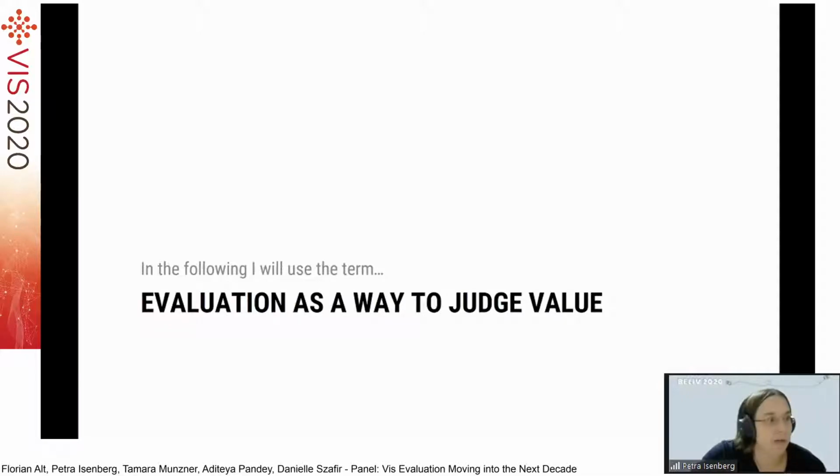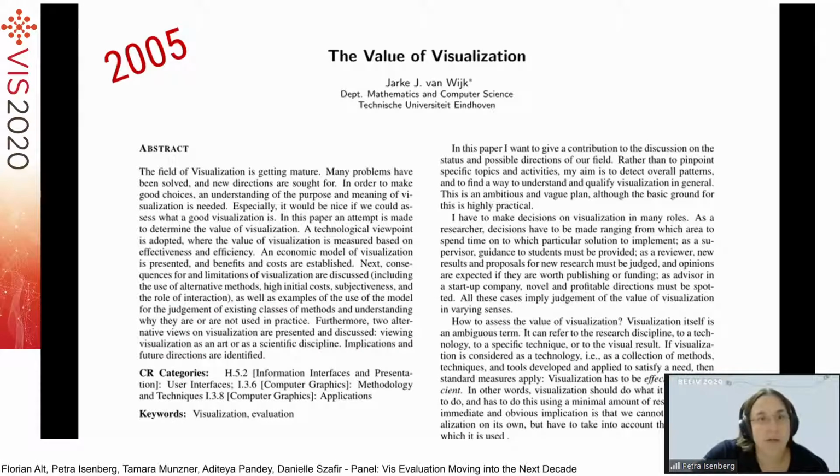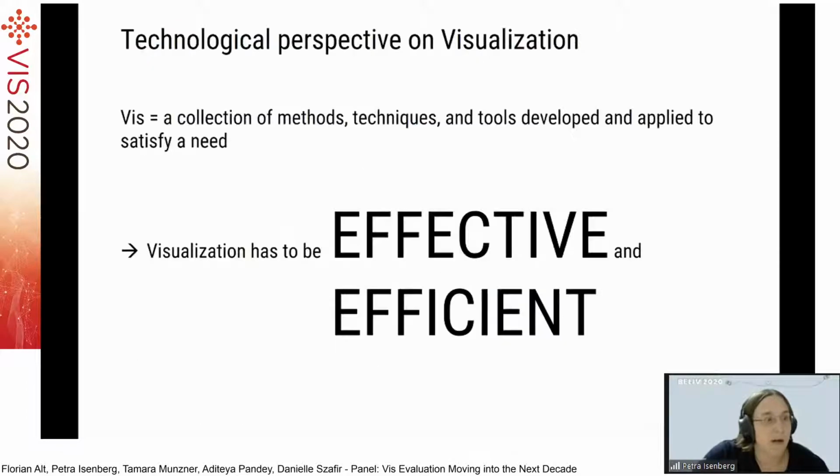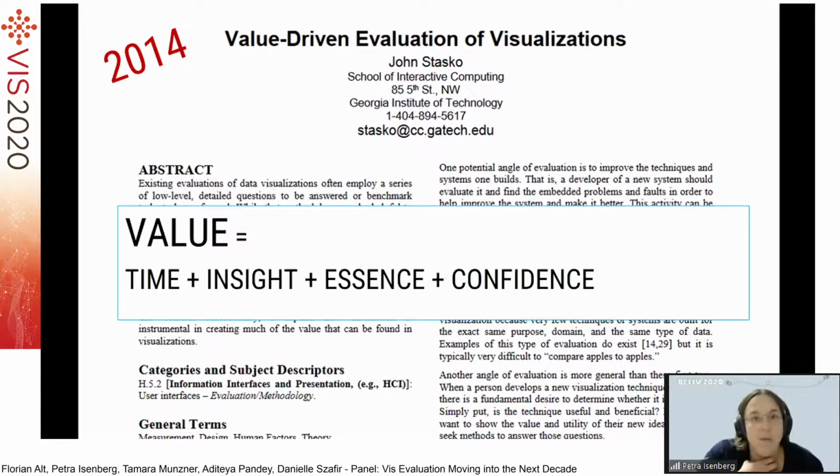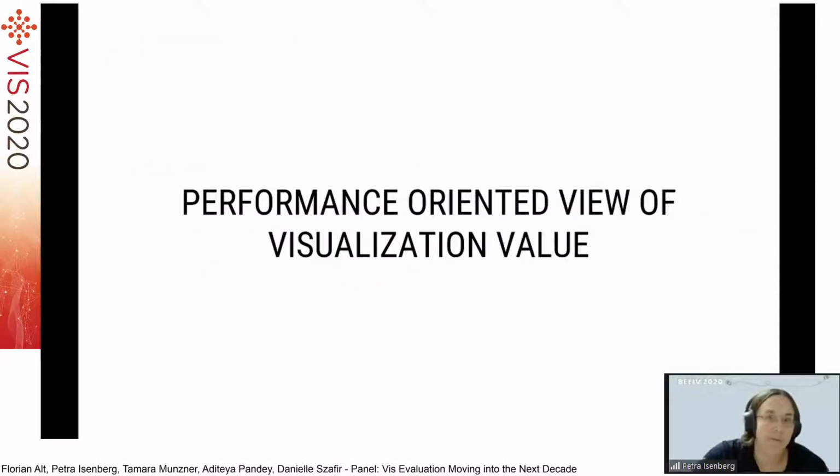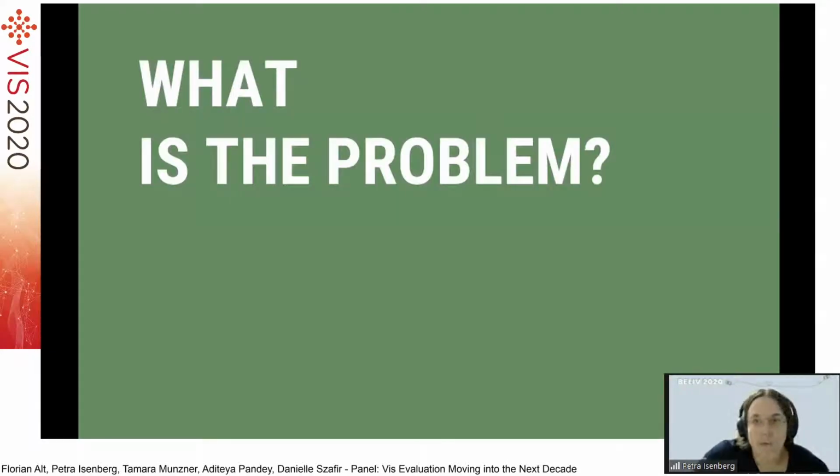And this term, value of visualization, is not something I invented. You'll see this particular paper win a Test of Time award at this conference, where Jarke van Wijk argued with a technological perspective on visualization that a very important value of visualization has to do with how effective and efficient they are. And here at BELIV in 2014, John Stasko had a similar paper where he described a couple of other metrics to judge value that together I would bundle under this term of a performance-oriented view on what makes visualizations valuable. So what is the problem with that?